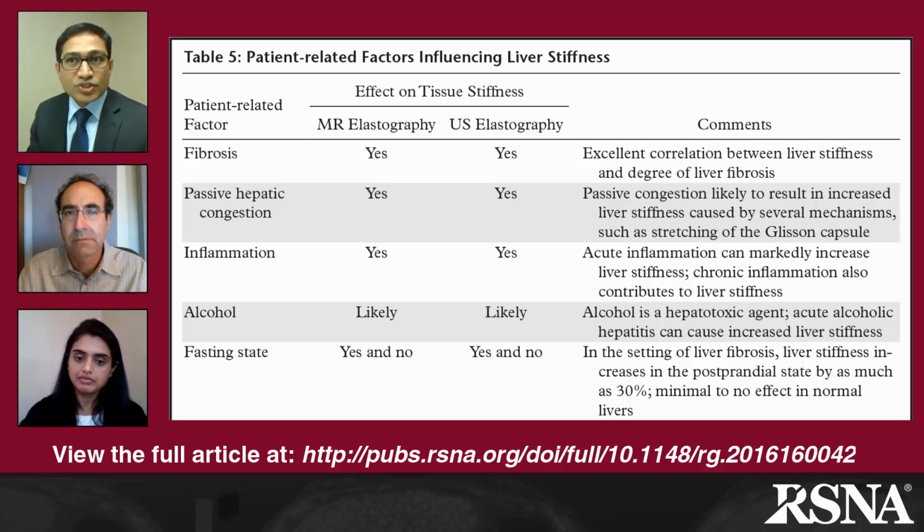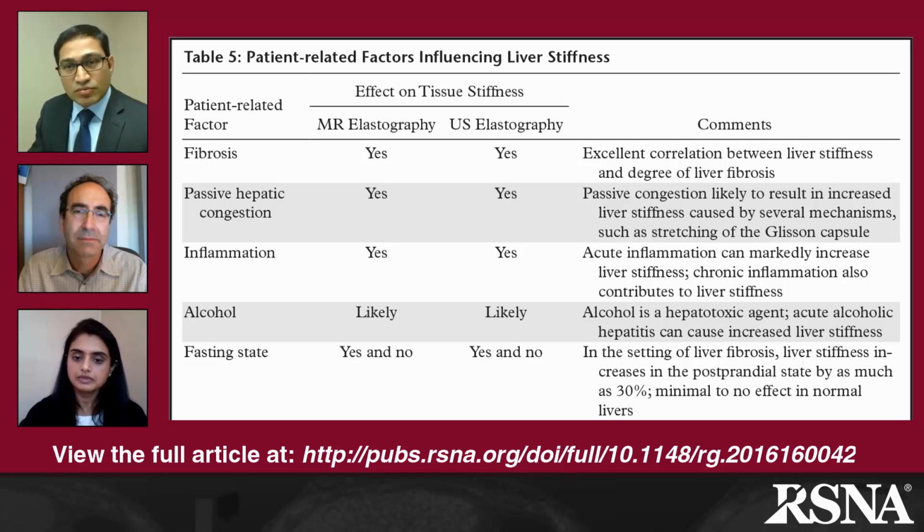The other condition which can cause an increase in the stiffness is inflammation. Acute inflammation, particularly acute hepatitis, acute severe hepatitis, leads to edema and interstitial pressure increase, and that also can cause an increase in the liver stiffness. Chronic inflammation does cause an increase in the stiffness, to a much lesser magnitude compared to acute inflammation, but it does add on to the amount of stiffness we measure.